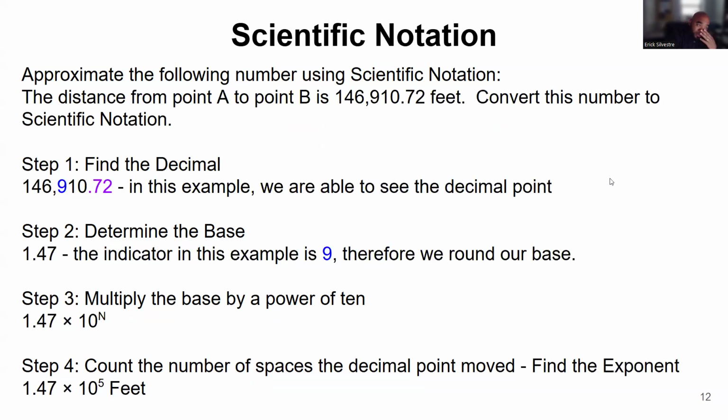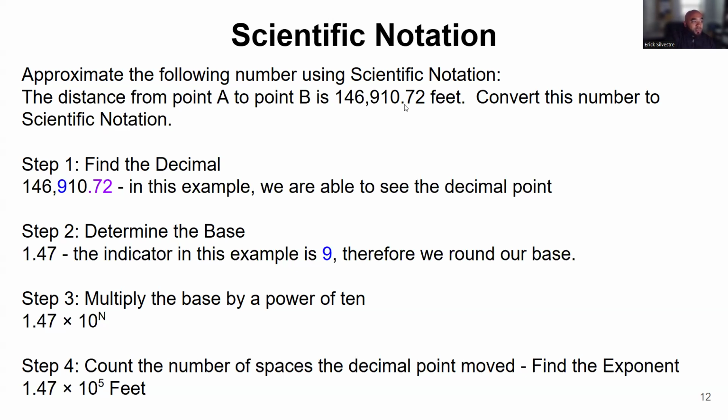All right, now there's another example. The distance from point A to point B is about 146,107,200 feet. I'm going to convert this number to scientific notation. Step number 1 is to find the decimal. It's right there. You see it. You don't have to worry about finding it. You see it right in front of you.